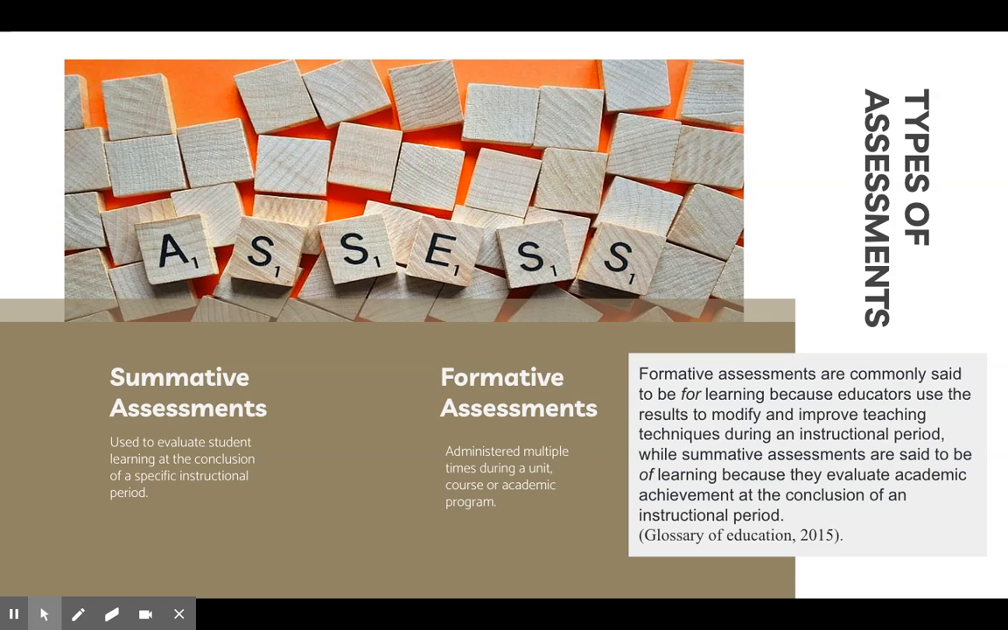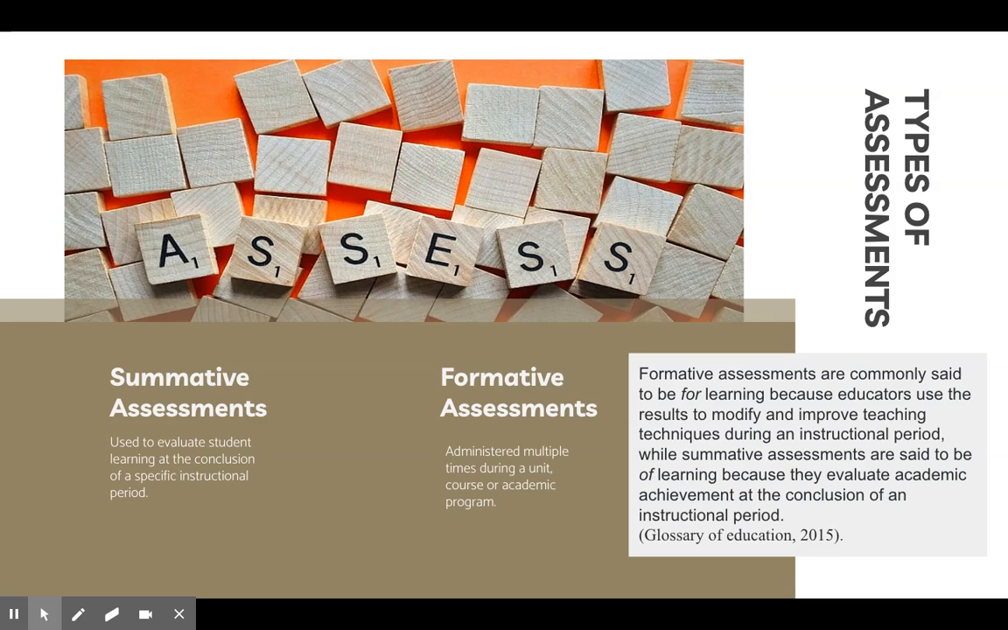their summative assessments. Summative assessments are used to evaluate student learning at the conclusion of a specific instructional period, typically at the end of a unit, course, semester, program, or school year. Summative assessments are typically scored in graded tests, assignments, or projects that are used to determine whether students have learned what they were expected to learn during the defined instructional period. In schools today and in our school building, we call these CSAs, Common Summative Assessments.